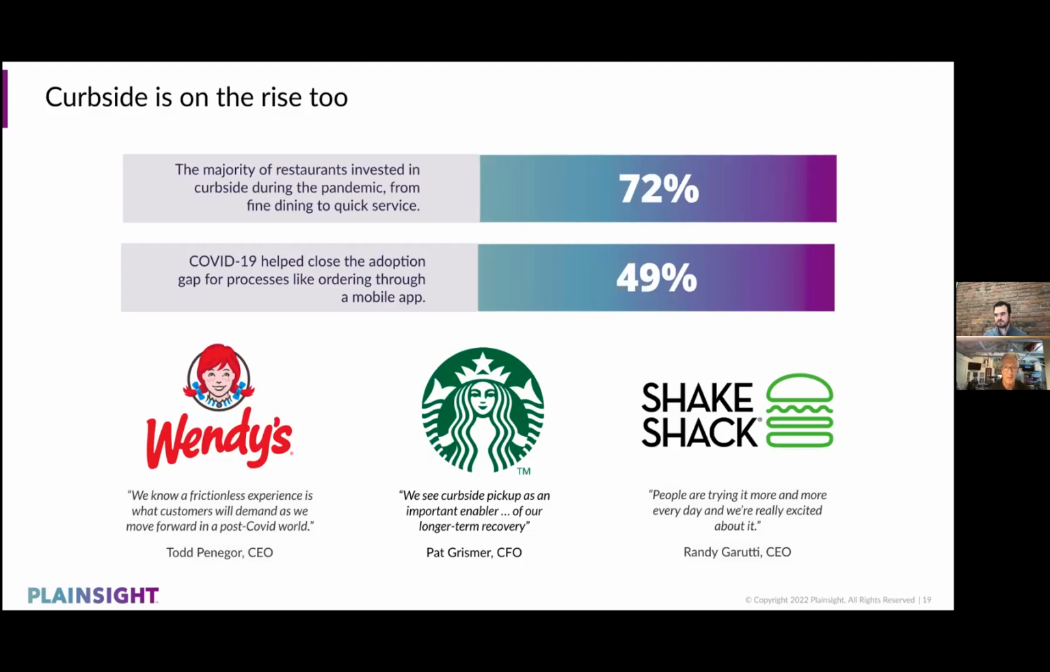And of course, COVID-19 helped close that adoption gap because people are much more willing now to download an app. And so Wendy's, Starbucks, Shake Shack, everybody's excited about the capabilities of curbside and looking for ways to grow it and automate it. So I know Sage is going to walk you through how that works, like we did for a drive-thru. Yeah, and I have also, like many people, been going to so many different curbside pickup solutions for different companies, and it's been fun seeing the adoption rate happen.